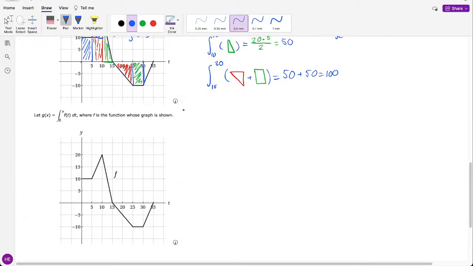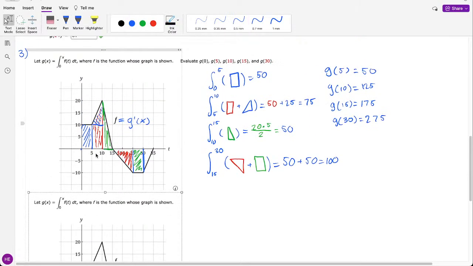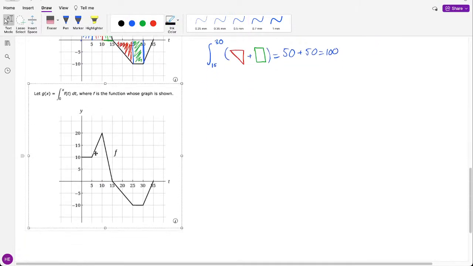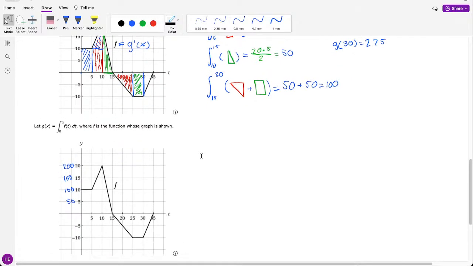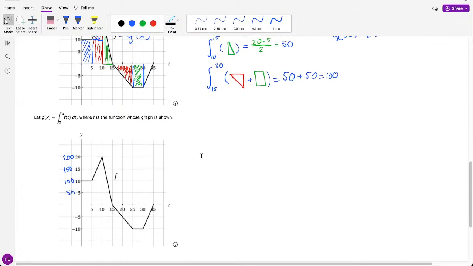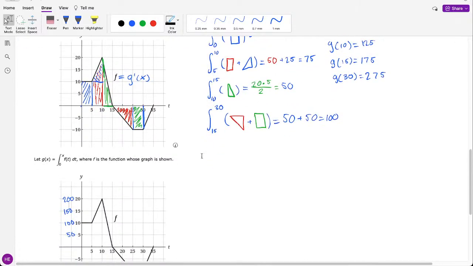So 5 is 50. Okay, there's quite a lot going on here. So let's times these all by 10. So this would be 50, 100, 150, 200, right? Because I think 275 is our highest, which we'll be fine. We just need to start putting in a few.